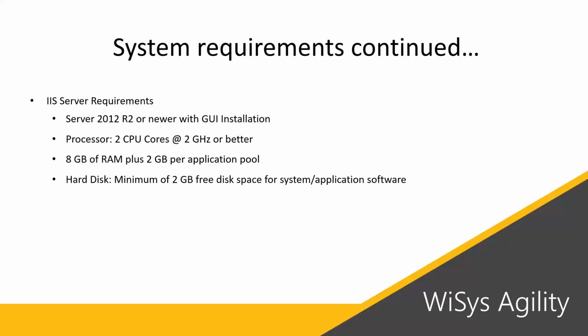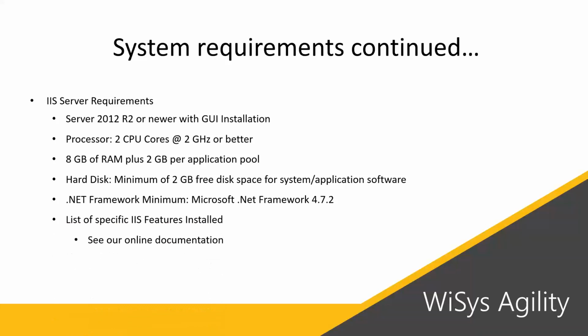And then a minimum of 2 gigs of free disk space to install our application on, and as our software needs, it needs .NET Framework 4.7. And then there are specific IIS features that need to be turned on as part of the installation. Those are too numerous for me to go through here. And, you know, we want you to stay awake. So I'm not going to go through all that in detail.